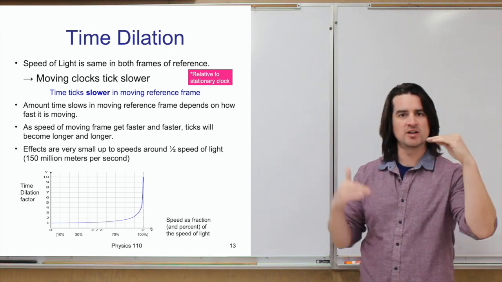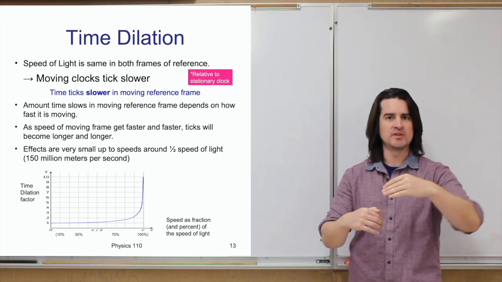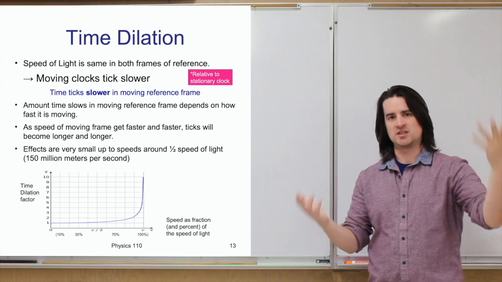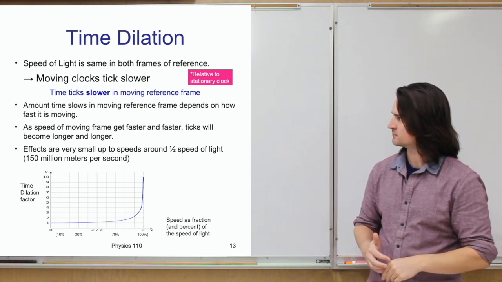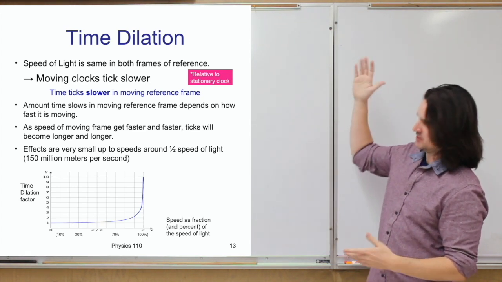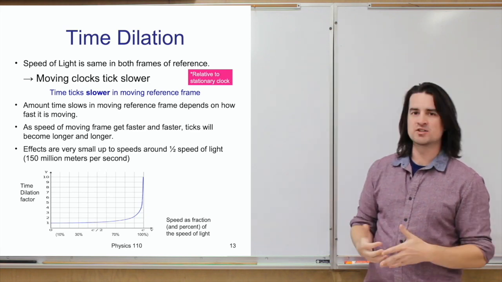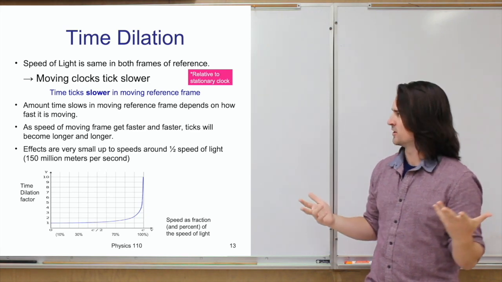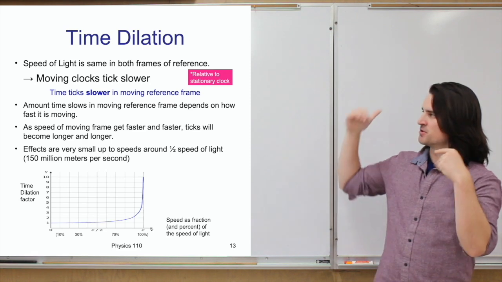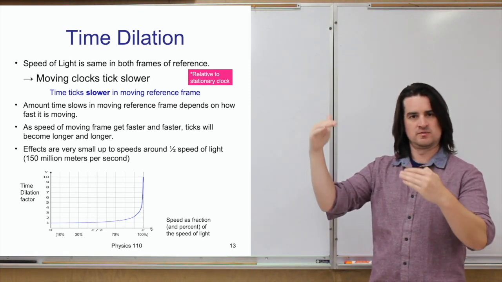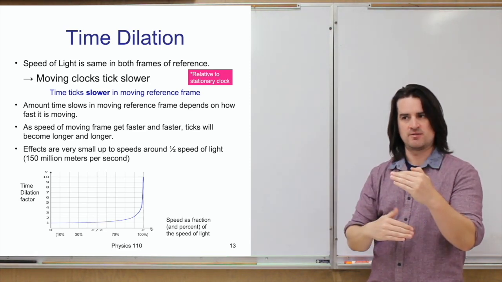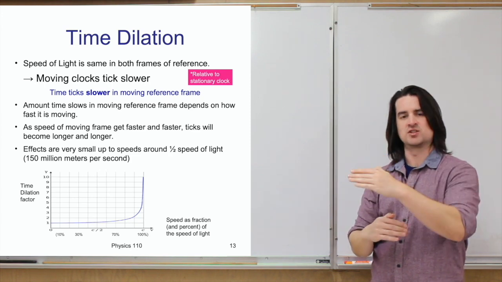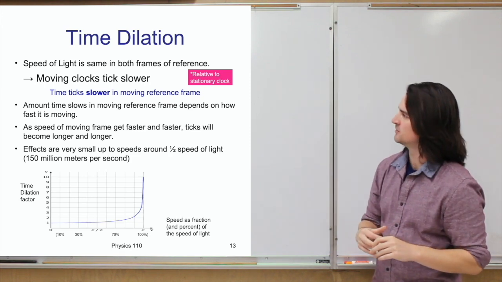So that means the denominator of both of those equations is the same. So when the numerator gets bigger, the tick is bigger. So that tells you that moving clocks are going to tick slower, essentially. That's a shorthand way of putting it. And again, this is with respect to the stationary clock, the stationary reference frame. The moving clock is going to seem to tick slower.